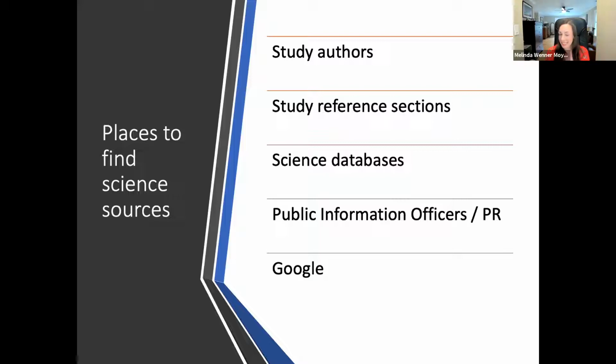Science databases, I will talk some about those, but PubMed is a big one that I use a lot. And public information officers, PR people, are very, very helpful for finding sources for stories as well. And then good old Google. I will talk a little bit about how to tame Google and use it to find sources.